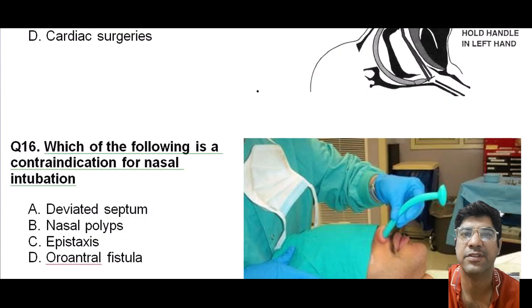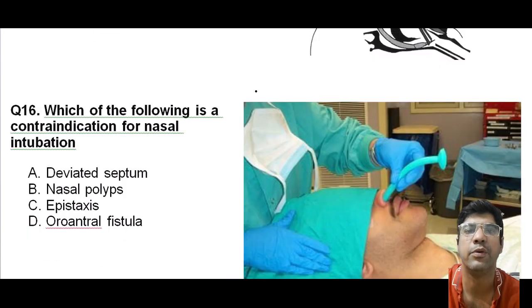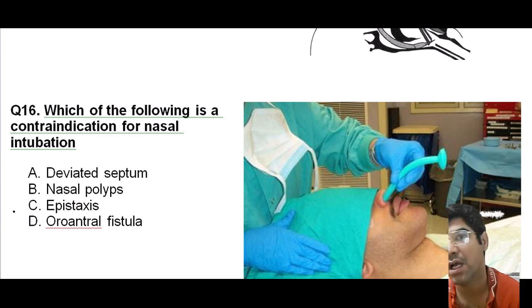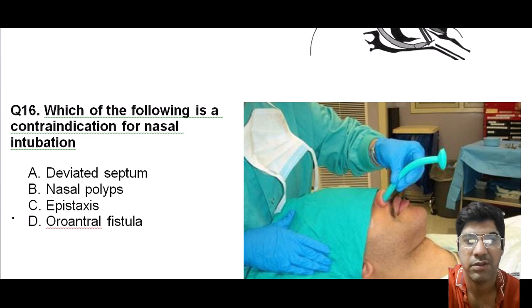Which of the following is a contraindication for nasal intubation? The answer is C, epistaxis. Nasal intubation is contraindicated in cases with active or recent nose bleeding, due to the risk of worsening bleeding, which may compromise the airway.